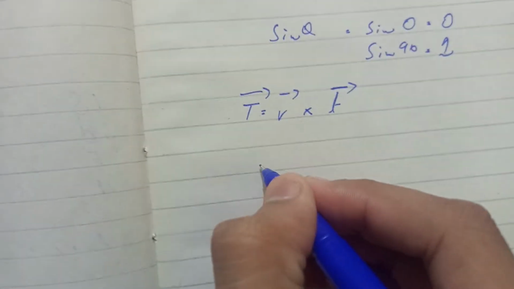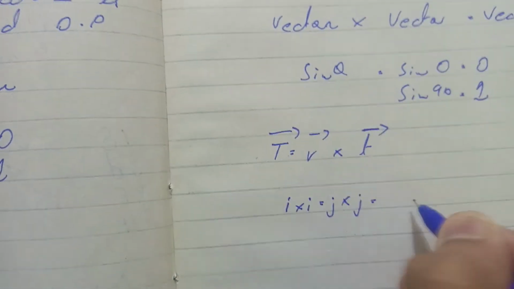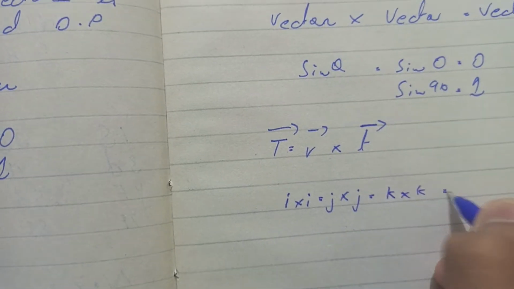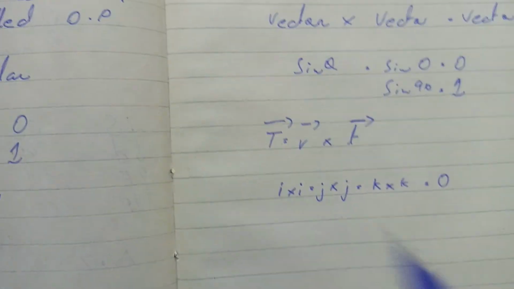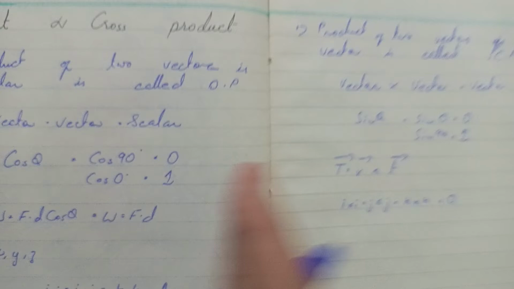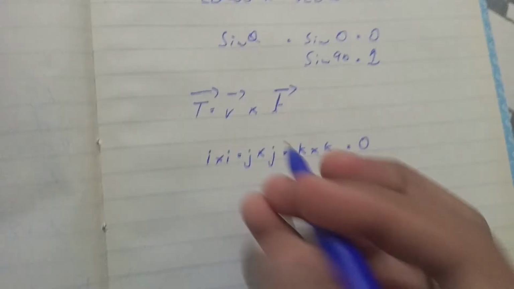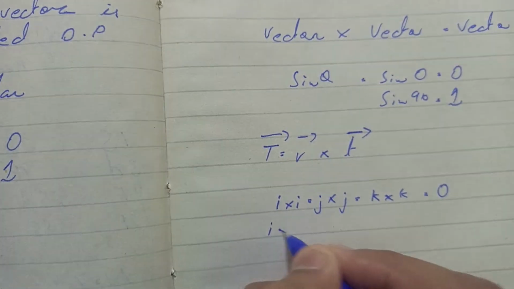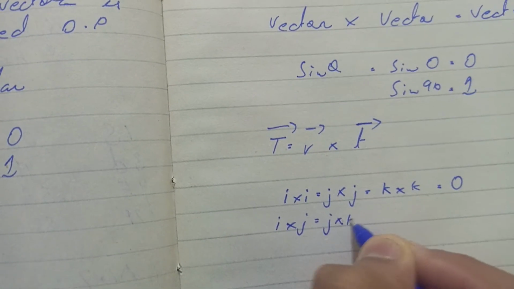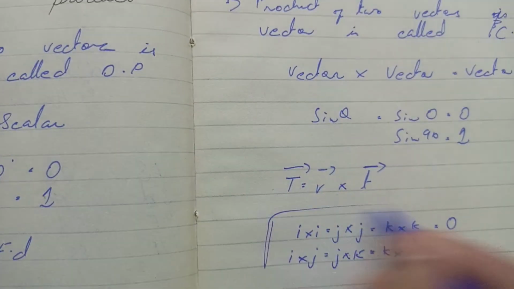As you can see here, i cross i is equal to j cross j is equal to k cross k is equal to 0. Here we have 0. Remember one thing: in dot product and cross product, this is not the same. If we have the answer as least here, we'll get the answer as highest on this side. i cross j is equal to j cross k is equal to k cross i is equal to 1. So this is how it works.